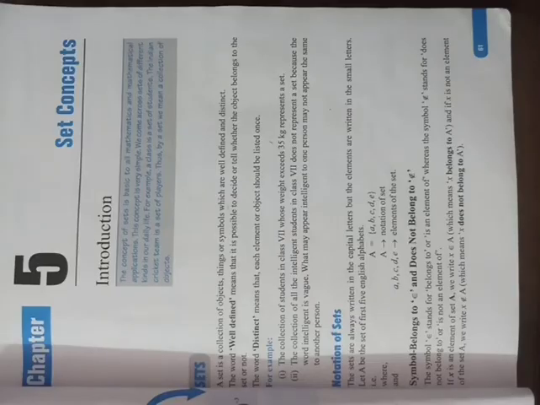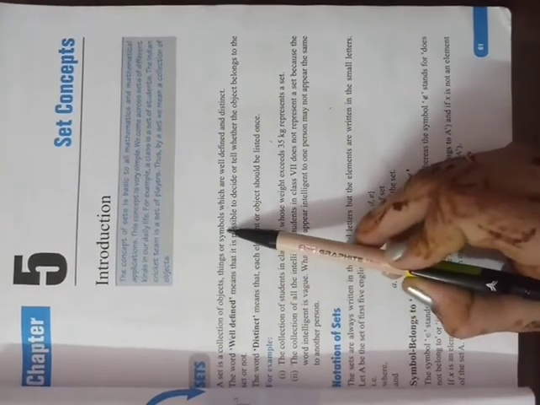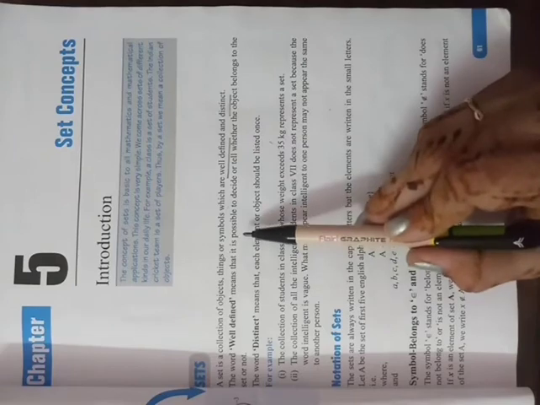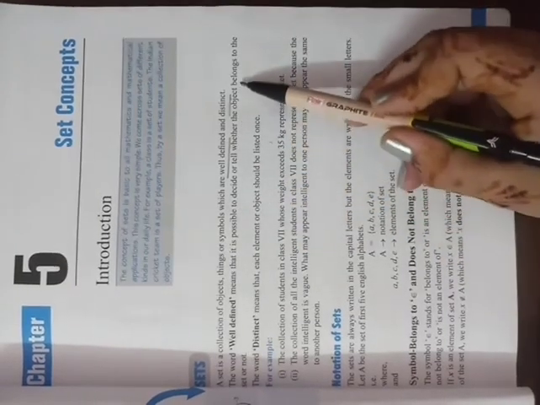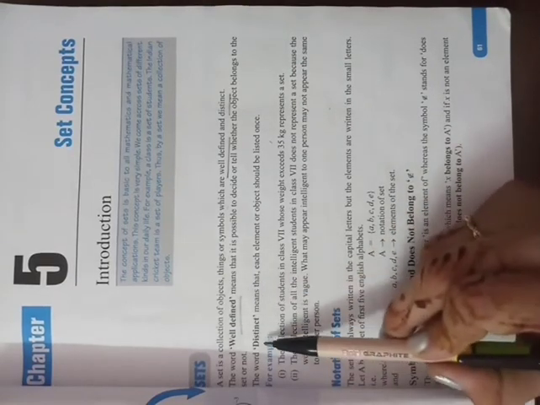Set concepts. The first one is the definition of sets. A set is a collection of objects, things or symbols which are well defined and distinct. The word well defined means that it is possible to decide or tell whether the objects belong to the set or not. And the second one is distinct.